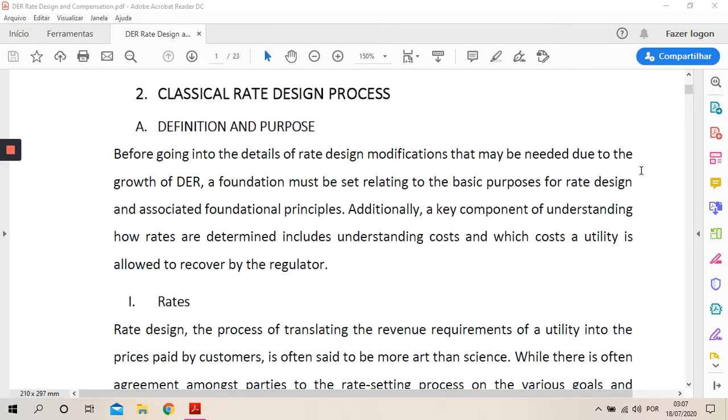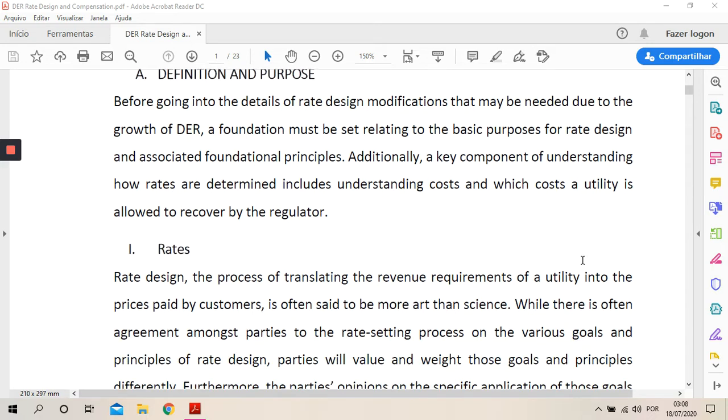Oh yes, before moving ahead and talking about the rate design associated with the DER, let's review some concepts related to the classical rate design process. It is important. Definition and purpose.